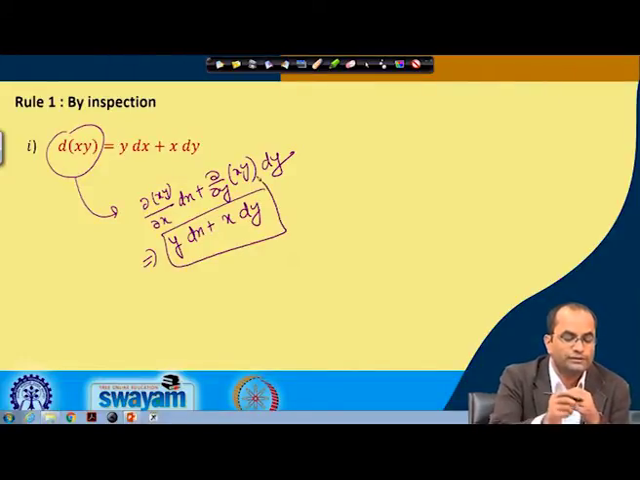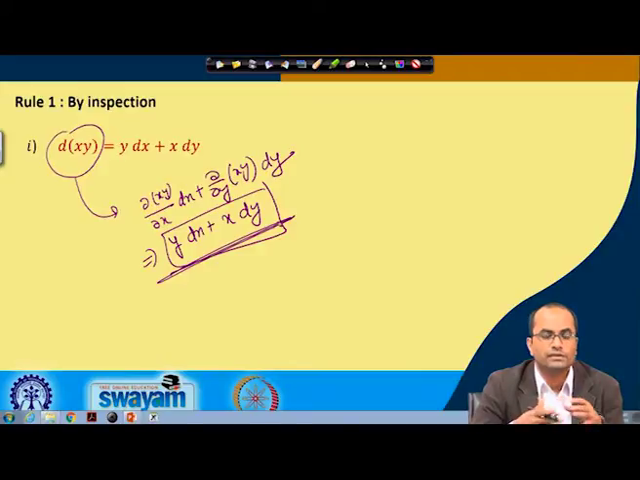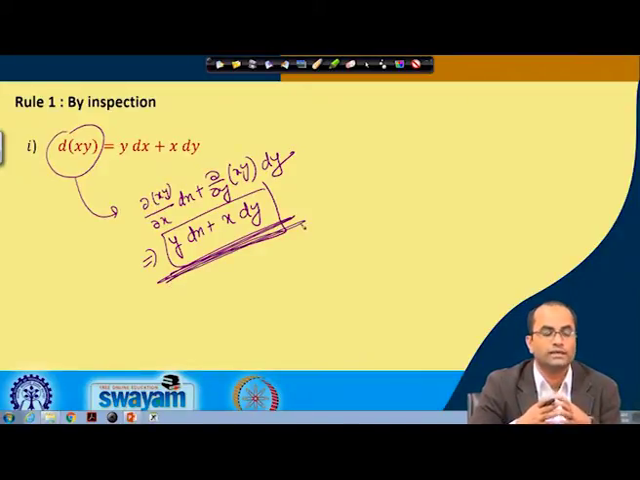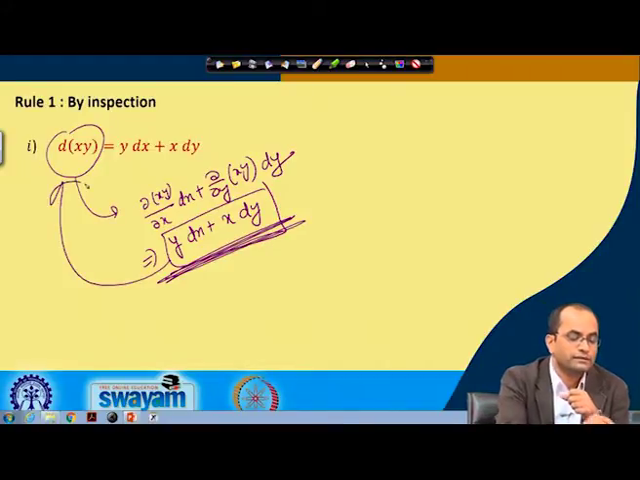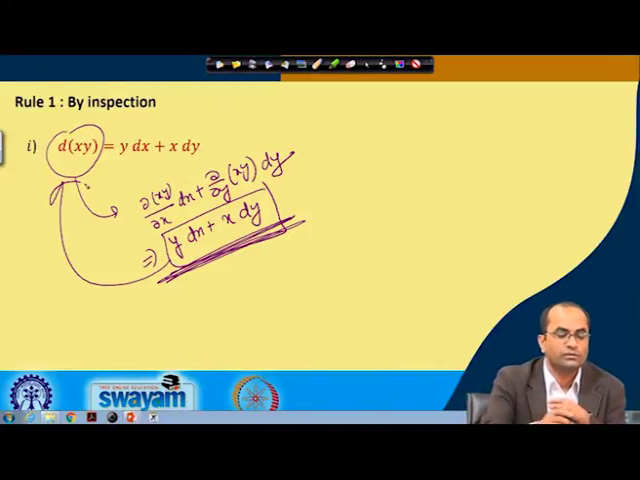So, if we see such a term in the differential equation, or by rewriting the differential equation we can see that there is a term y dx plus x dy, then we know already that this is the differential of xy. That could be useful to remember: the differential of xy is nothing but y dx plus x dy.